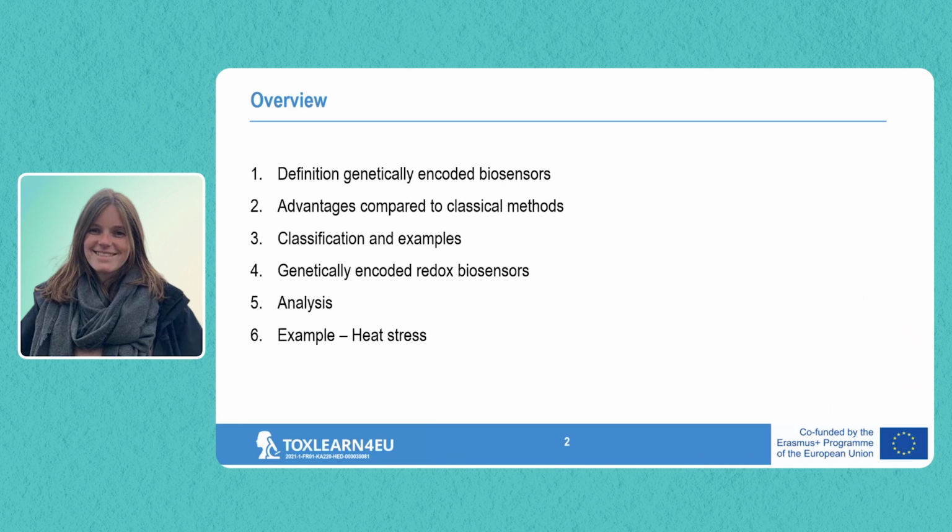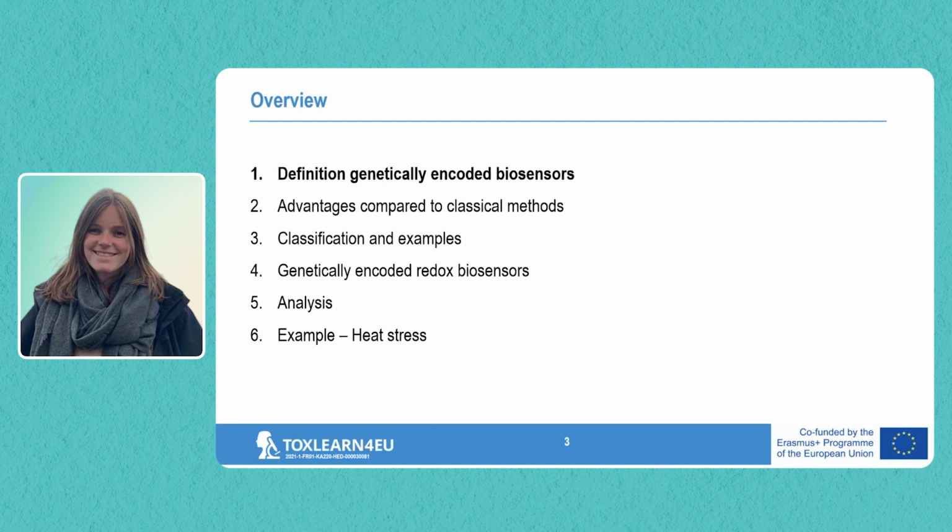So first, a brief overview of the things I want to talk about. First of all, I will explain what genetically encoded biosensors are. I will show you some advantages compared to the classical methods, if you can call them this way, those are the ones that Anne just showed you. I will also tell you how you can classify these sensors and show you some examples. Then I will specifically talk about redox biosensors, because as you will see, there are also sensors for a lot of different parameters, such as calcium or ATP and so on. Then I will show you how to do the data analysis. And finally, I will finish with some results I obtained during my postdoc on heat stress.